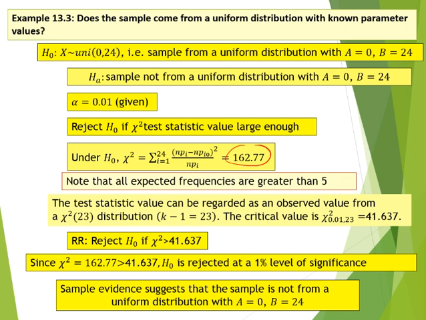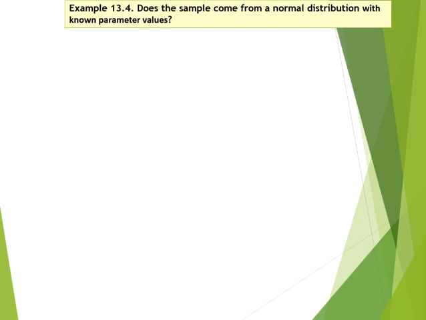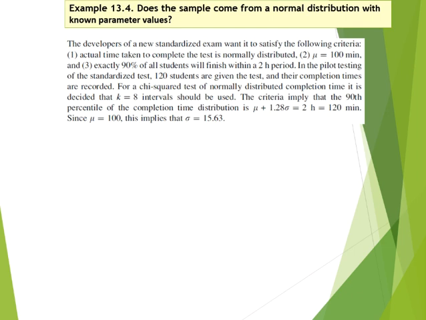The last example. Does the sample come from a normal distribution with known parameter values? Now, this particular example is a bit complicated. We will give you the frequency distribution, but let me show you how they obtained the info that they give in the notes.